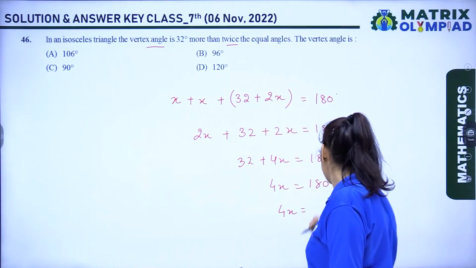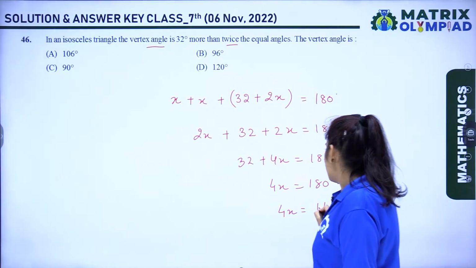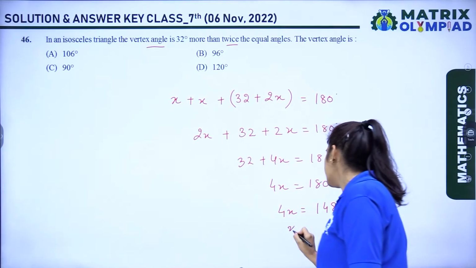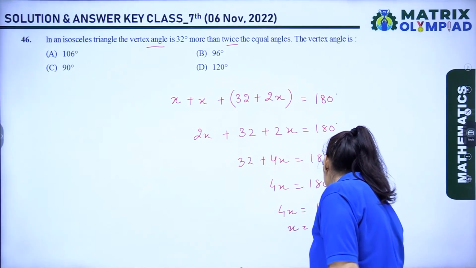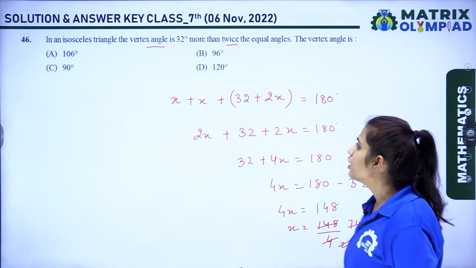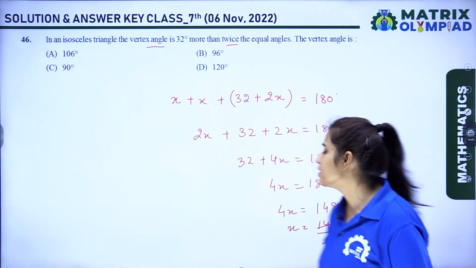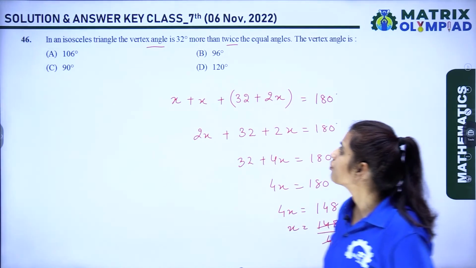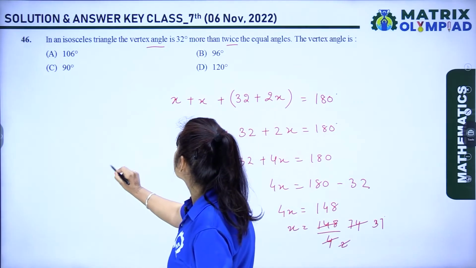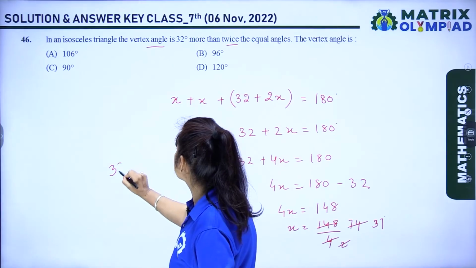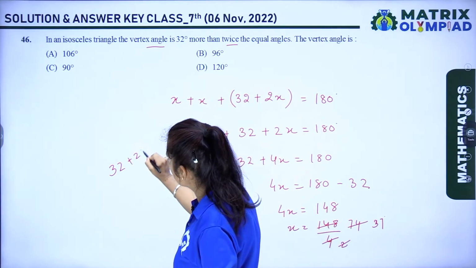4x is equal to 148. Here x is equal to 148 upon 4. So here the value of x is 37 degree. Now we have to put the value of x in the vertex angle equation, that is 32 plus 2x.